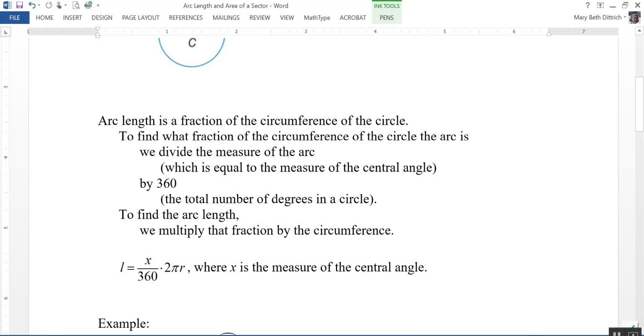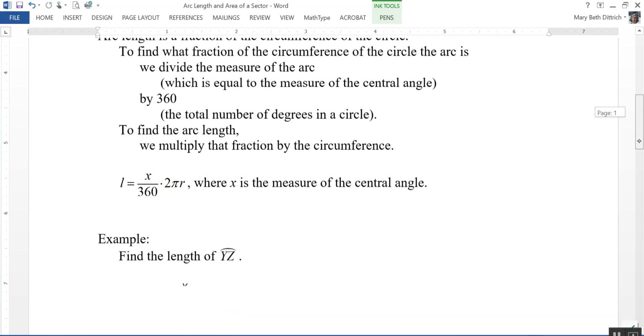Here's an example of a formula. We can say that the arc length is equal to x over 360 times 2 pi r, where x is the measure of the central angle. So that is the measure of the central angle divided by 360 times the circumference of the circle.